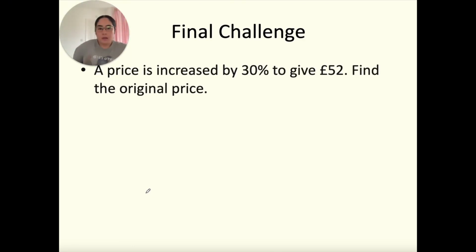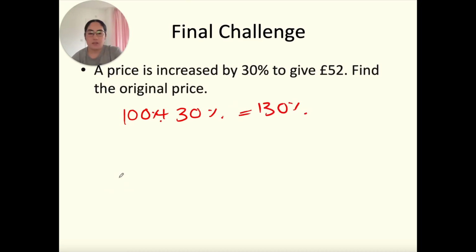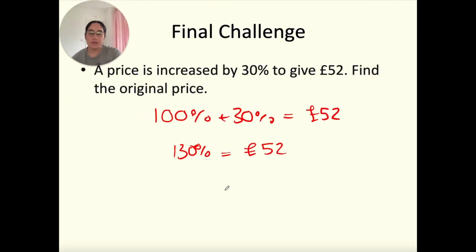Let's keep going. Now a final challenge. This is a question that I've seen many students get wrong. Not hard at all, but worth going over. A price is increased by 30% to give £52. Find the original price. So we know the price after it was increased by 30%. So 100% of the price, whatever that was, which we don't know and we're trying to find, plus the additional 30% gives us 130%. So that means 130% is equal to £52.